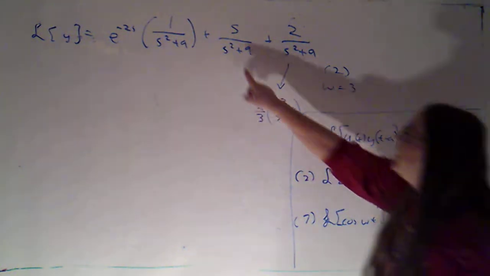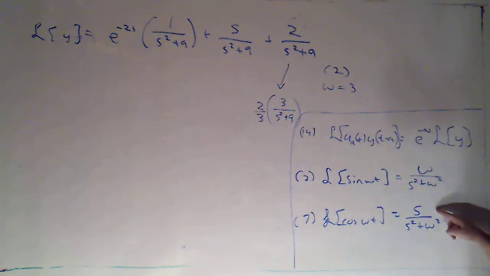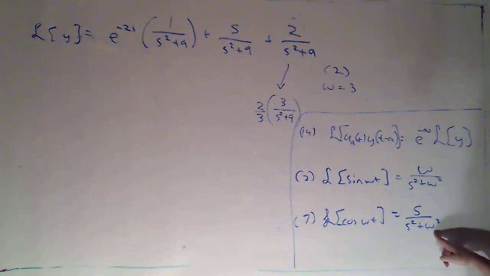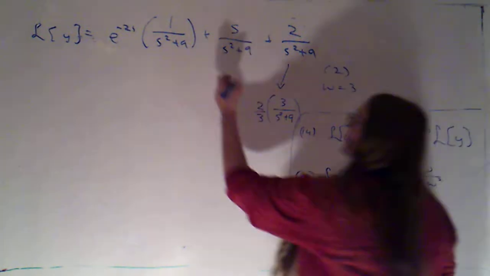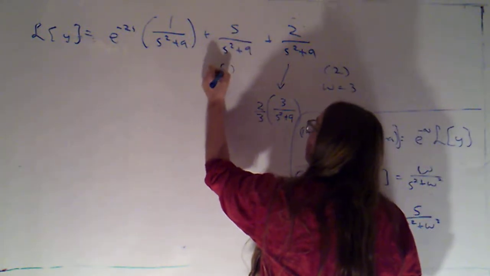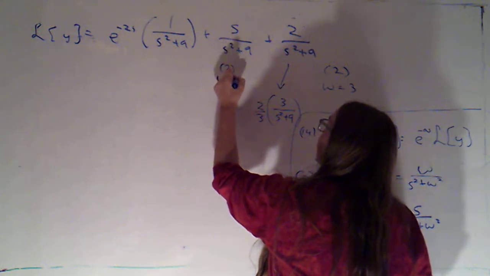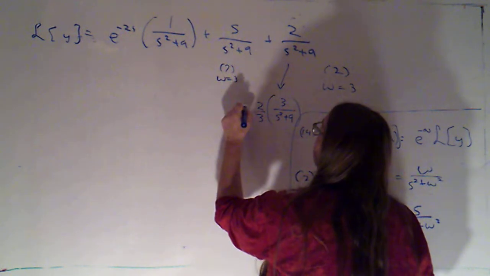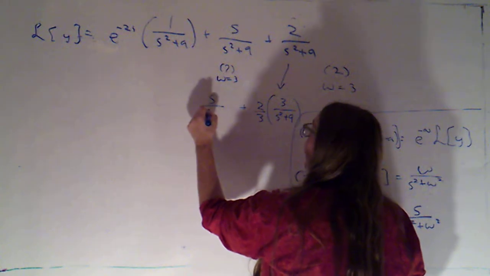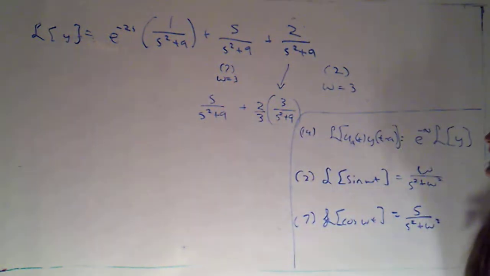Okay. This, s over s squared plus omega squared, it's a perfect match for formula 7, where my omega once again is just 3. Okay. So no need to revise that one at all. I'm perfectly happy with that one as it is.